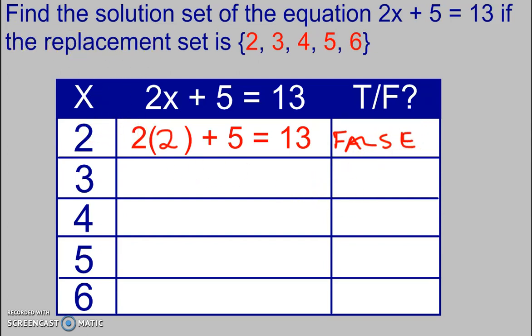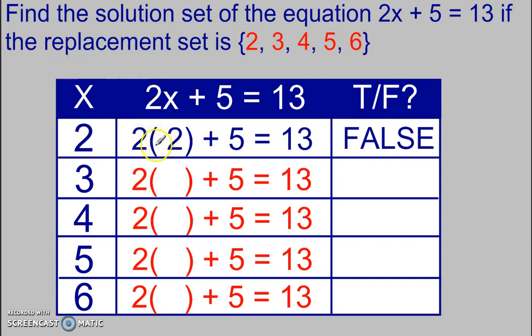Okay, so now I can go ahead and fill in the rest of these columns and check. Are they true or false? So 2 times 3 is 6, plus 5 is 11. That one's false. 2 times 4 is 8, plus 5 is 13. So this one is true. 2 times 5 is 10, plus 5 is 15. That's false. And 2 times 6 is 12, plus 5 is 17. So this one is false.